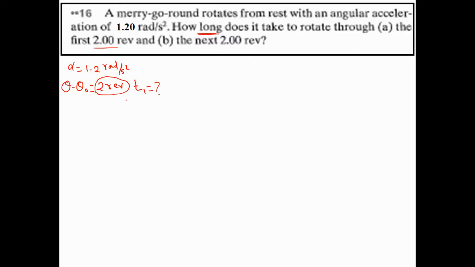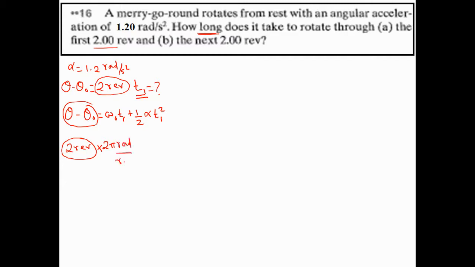For finding the time, I have to write the second equation. What is your second equation? Theta minus theta naught is equal to omega naught t plus half alpha t square. Now we are going to find the time t1, so I make this t as t1. Now I substitute the values. My theta minus theta naught is 2 revolutions, so I have to convert the revolutions into radians. If you multiply 2 pi with 2 revolutions, you convert it to radians.